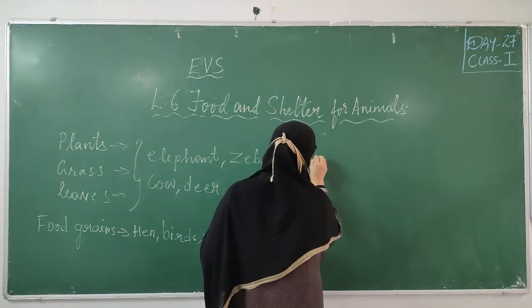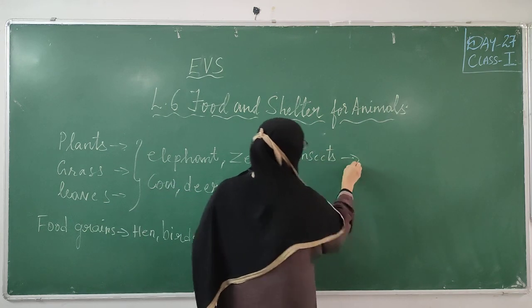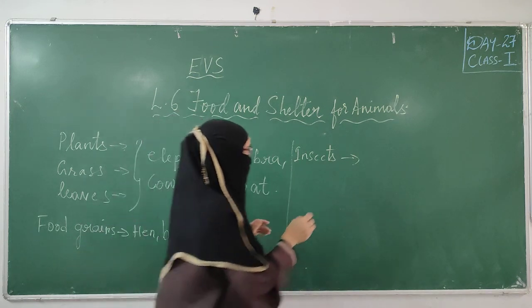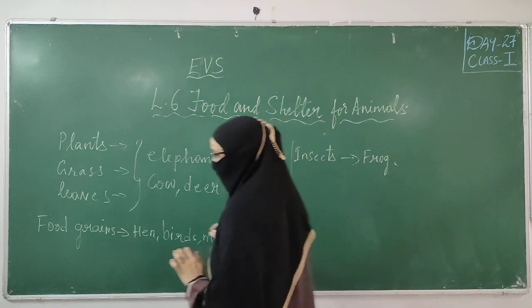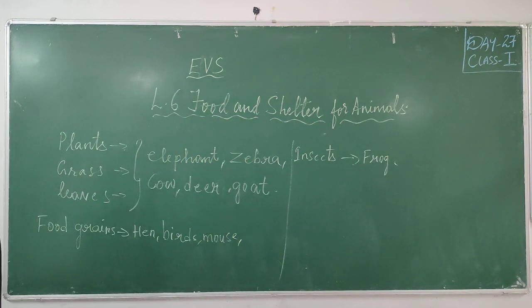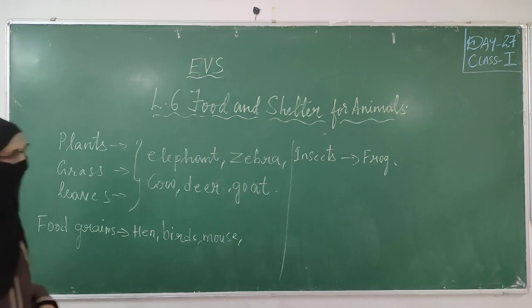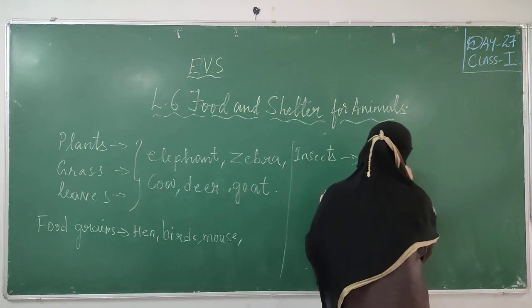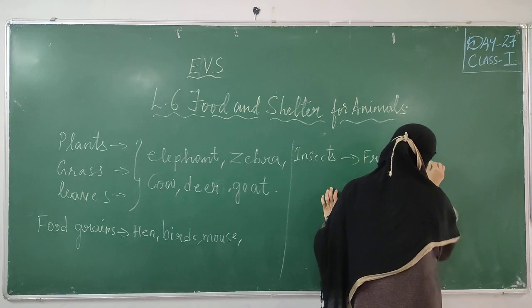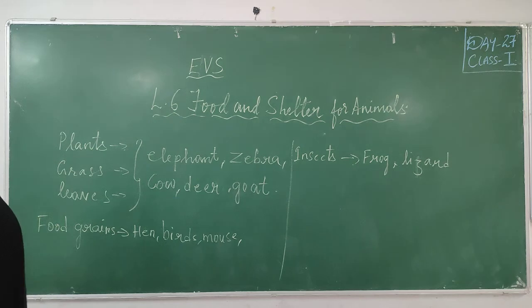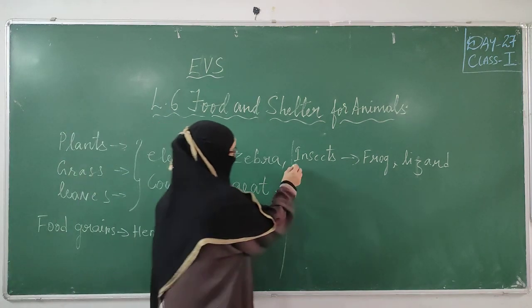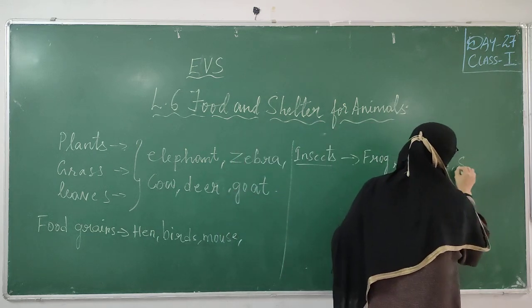Now some animals eat insects. Have you seen a frog? What will the frog eat? It eats the insects. It catches the other insects and eats them. Have you seen a lizard? Lizard too, it will catch the other insects and eat them. Frog, lizard, spider, these are the insect eating animals.